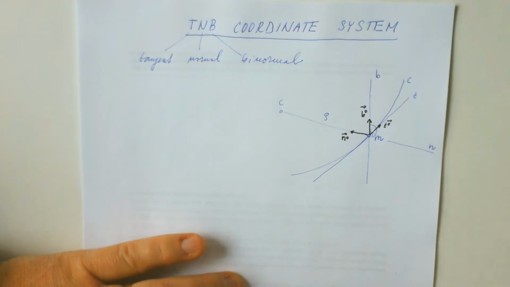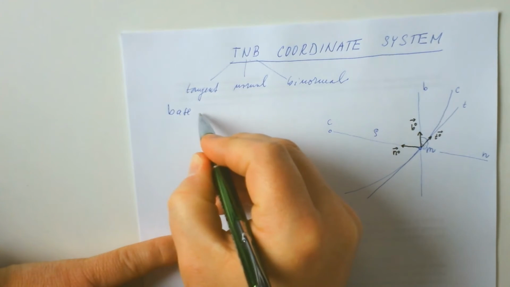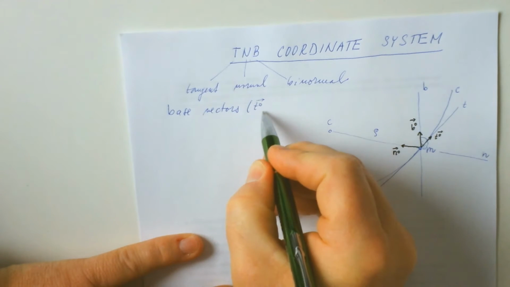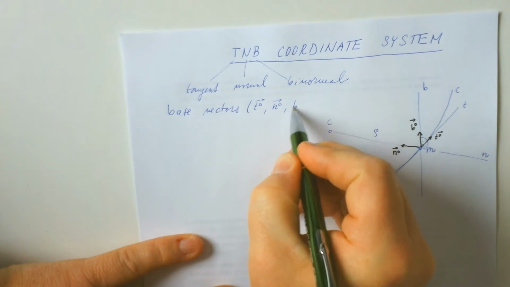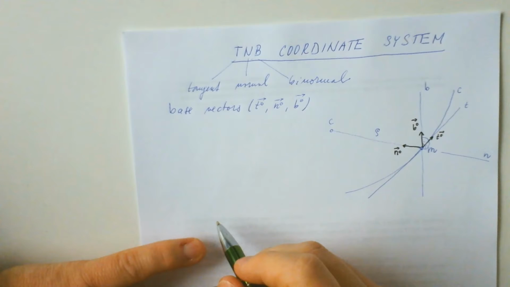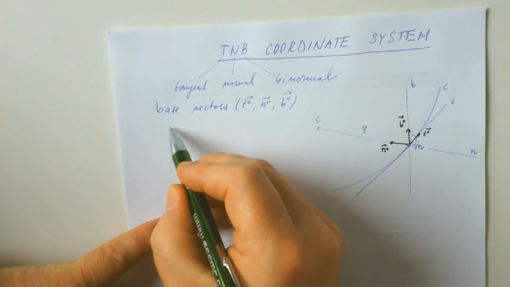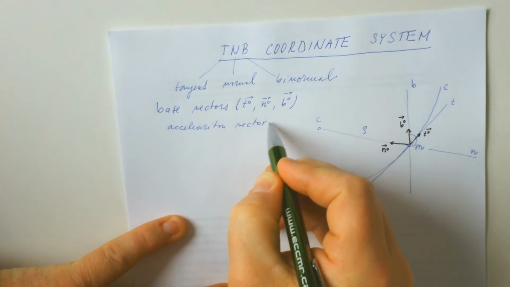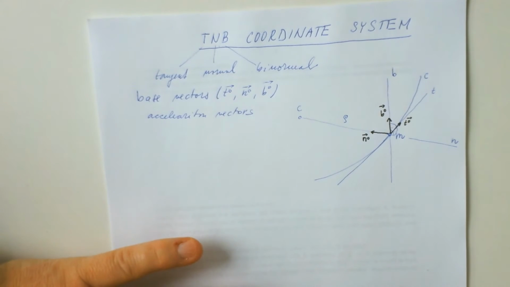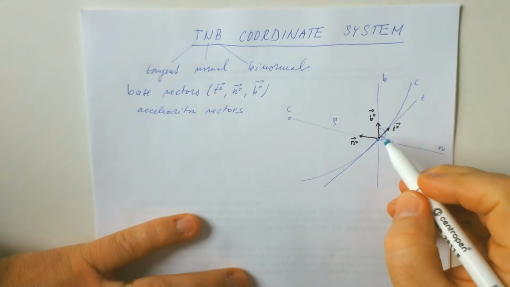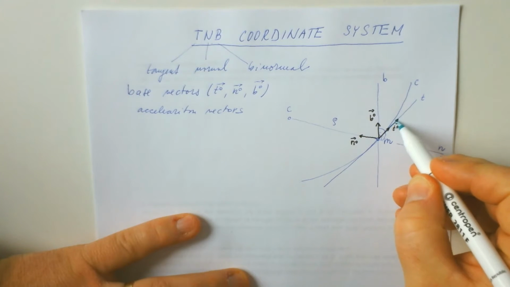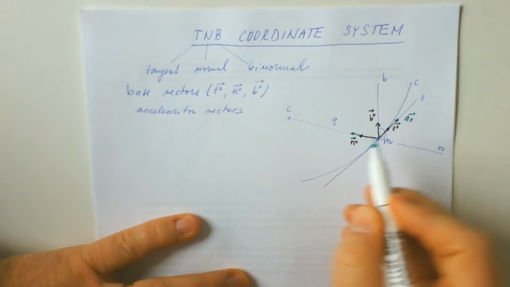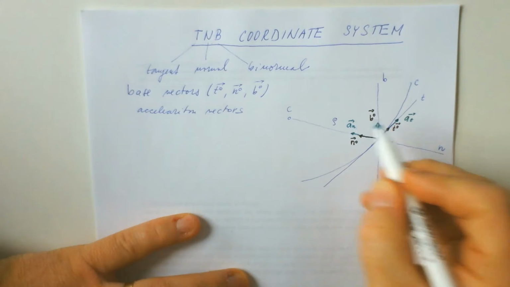So we get three base vectors T, N, B. We can draw acceleration vectors. If we consider that particle accelerates during the motion, so there will be tangent component of acceleration and there will be normal component of acceleration.